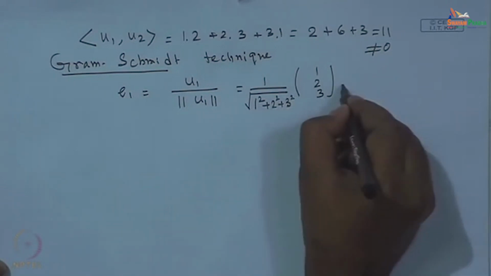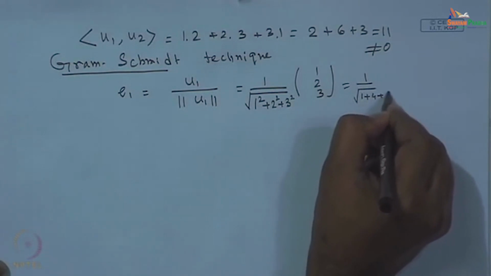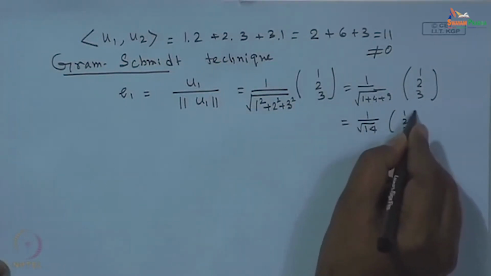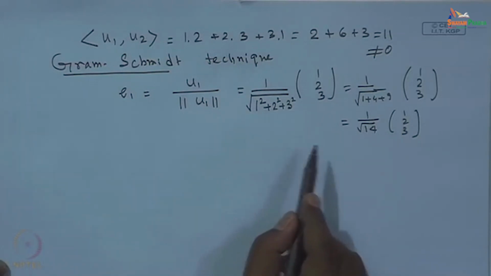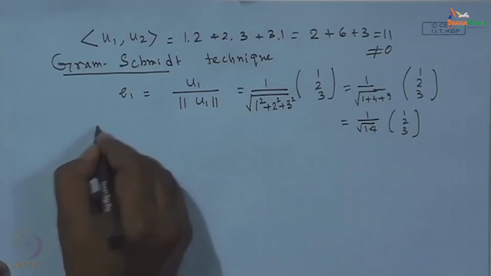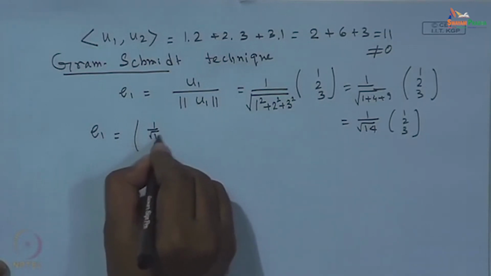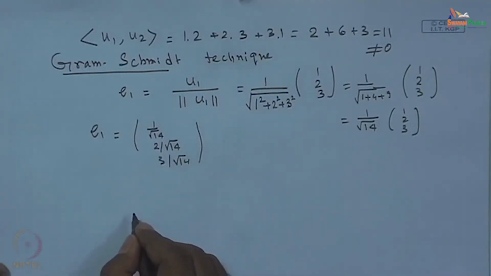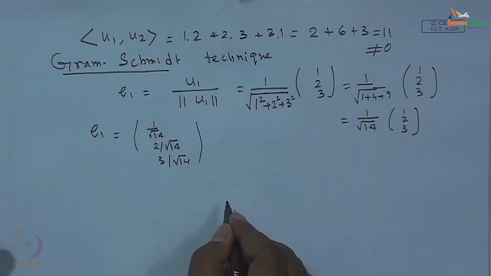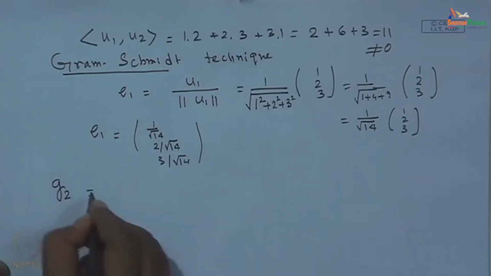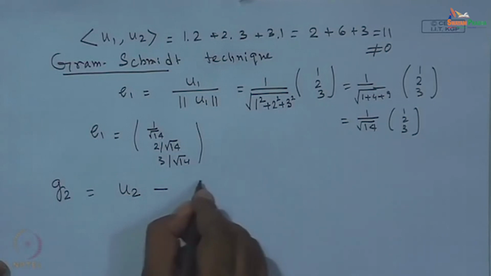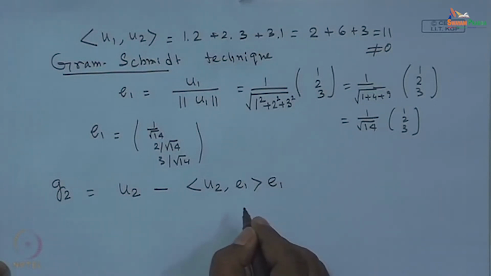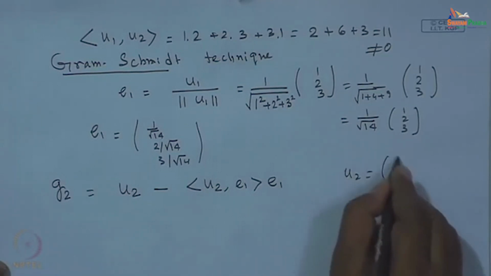So, it will be 1 over root over 1 plus 4 plus 9, times 1, 2, 3. So, this will be 1 over root 14 times 1, 2, 3. This e1 is the first vector of our target set E. So, e1 is nothing but 1 over root 14, 2 over root 14, 3 over root 14. Next, we go for the second vector of this set, that will be given by g2. g2, if you remember, is u2 minus the inner product of u2 and e1 multiplied by e1. And u2 is 2, 3, 1.